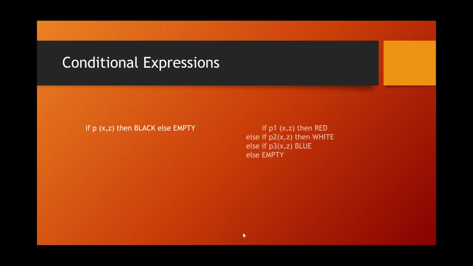And I can generalize this idea with multiple predicates, so I can have a multicolored artifact where cells are colored with different colors depending on what their properties are. In this case, properties of their coordinates. So if property 1 is true, then color the cell red. Otherwise, if property 2 is true, then color the cell white. And otherwise, if property 3 is true, then color it blue, and otherwise leave it empty.